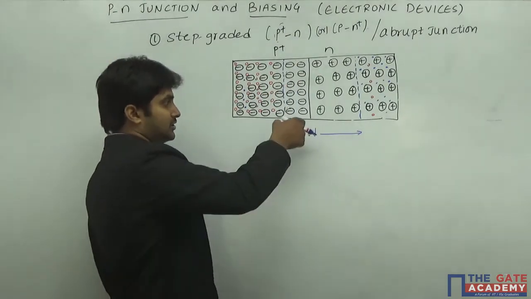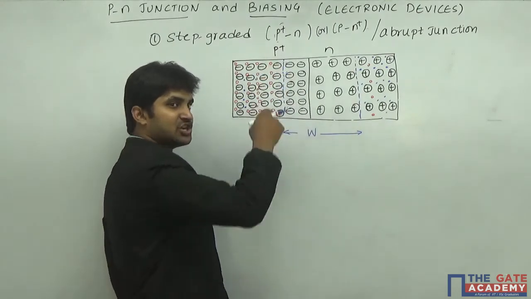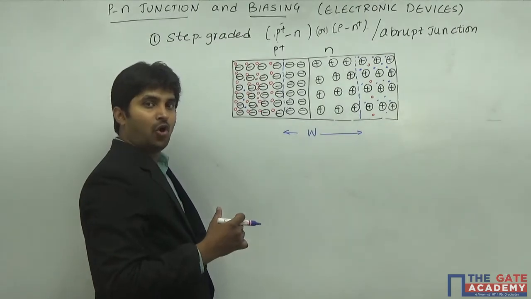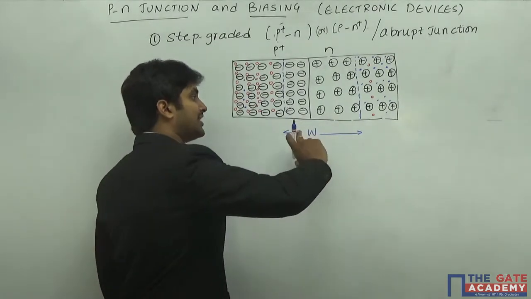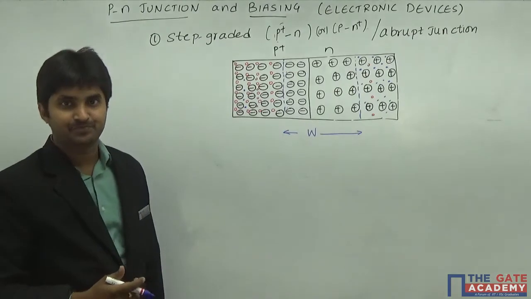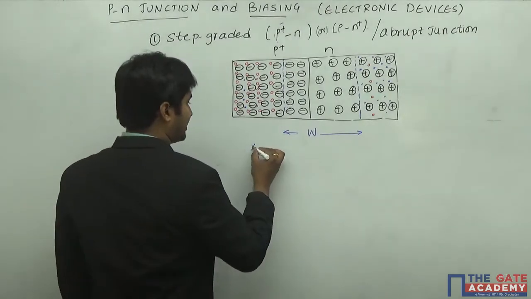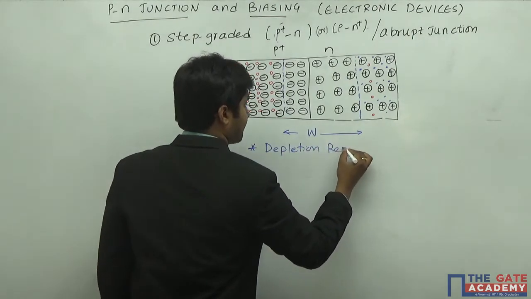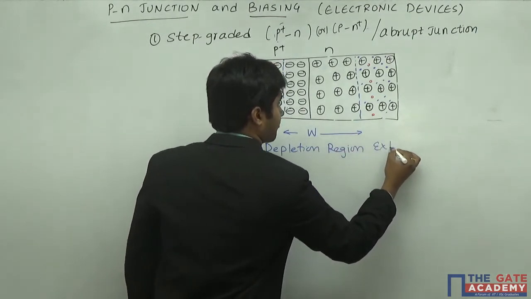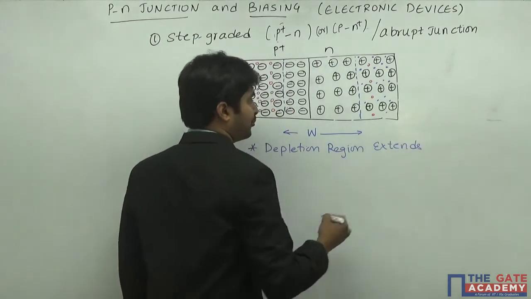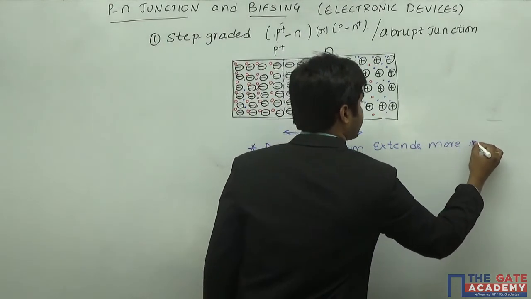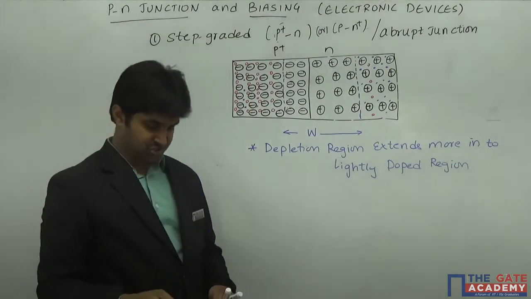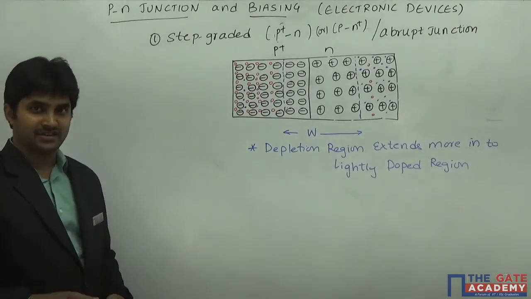So the thickness of the width inside the P region is going to be less when compared to that of N. That is because always the depletion region is going to extend more into the lightly doped region. The depletion region extends more into the lightly doped region, which is a very, very important point. Right? I think that is clear.